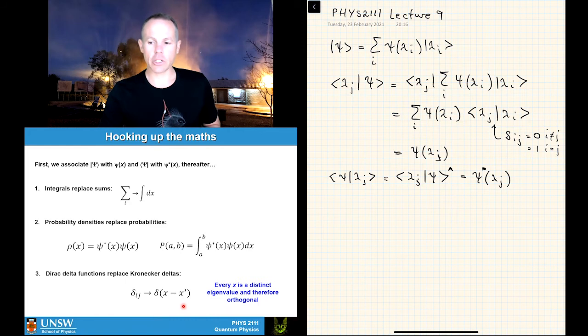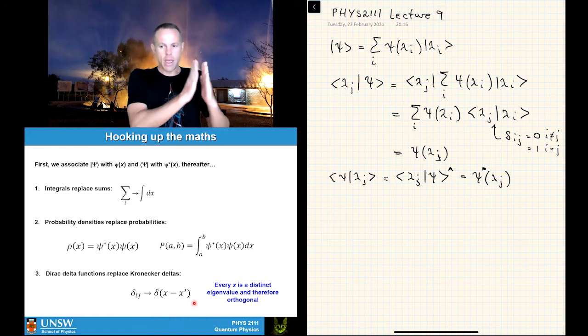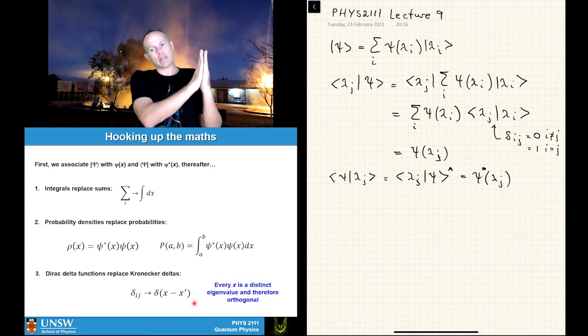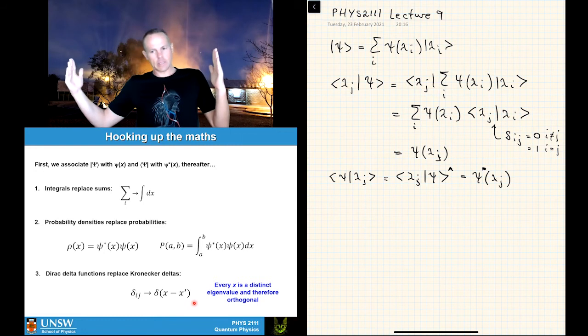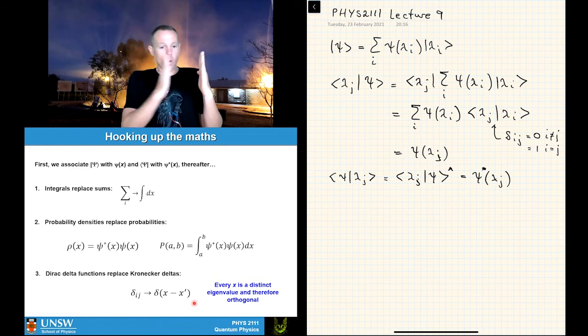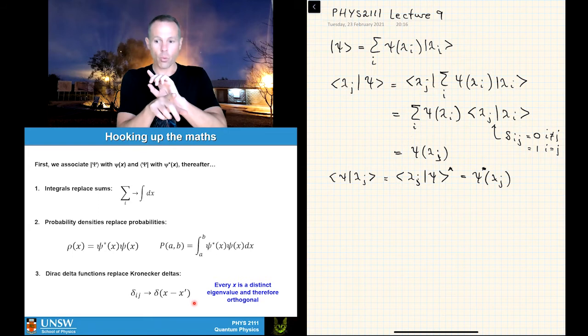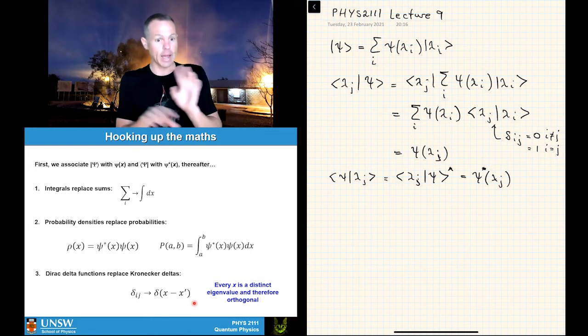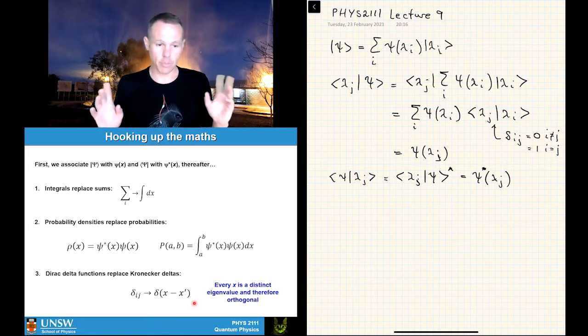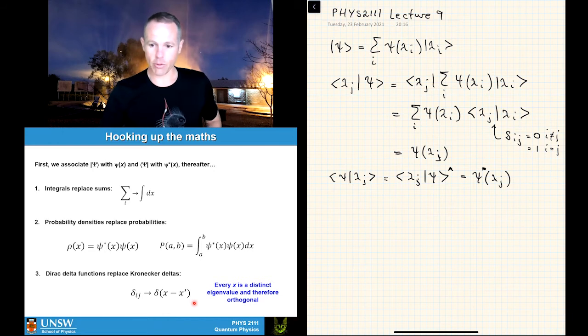These delta functions in here basically mean that every distinct position x along an axis is basically a distinct eigenvalue or a distinct eigenvector for the system. And therefore, all of these positions are orthogonal to each other, right? We're now dealing essentially with an infinite dimensional Hilbert space with every possible position along the axis being an orthogonal axis. And at that point, if you can visualize that, you're probably a genius.